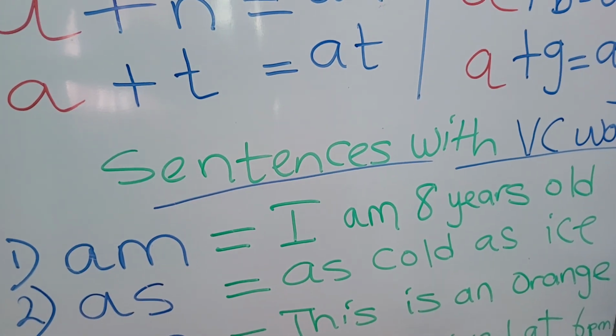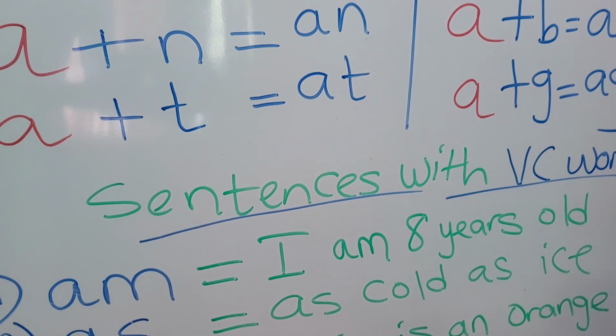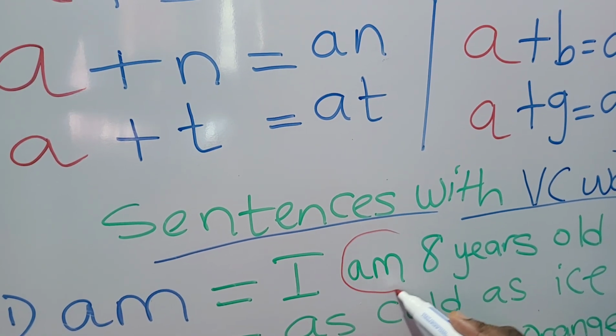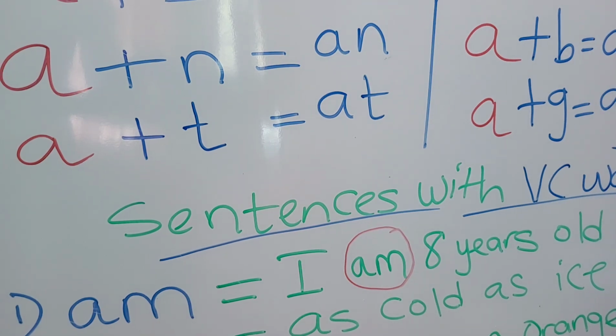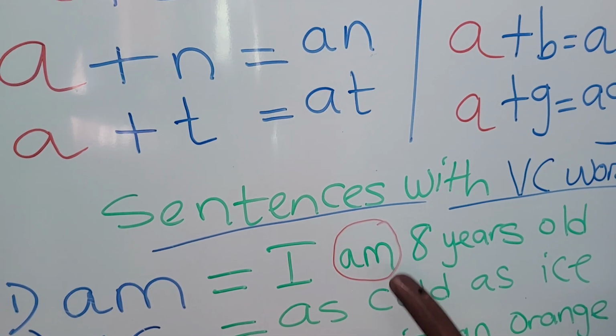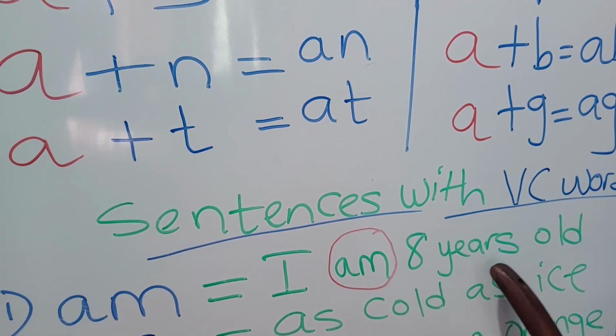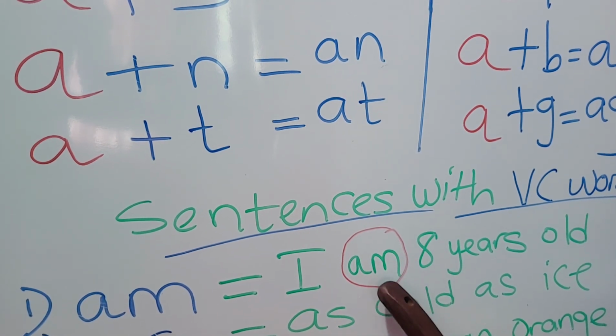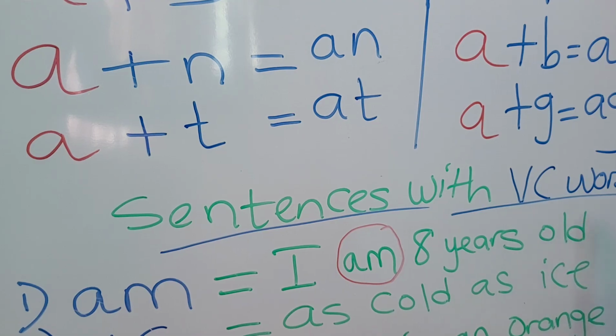Now we are going to circle the VC word that we use. So the VC word used is am. Let's read the sentence again. I am 8 years old. Again, I am 8 years old.